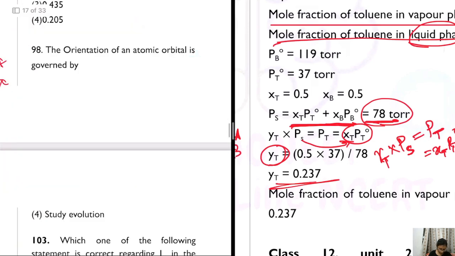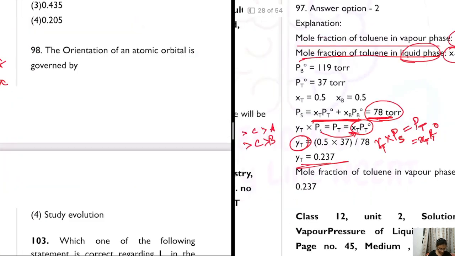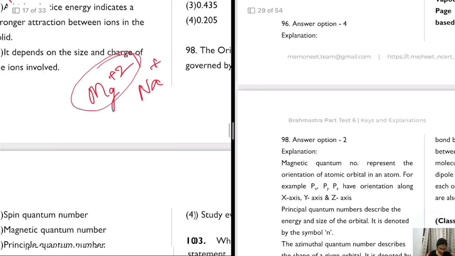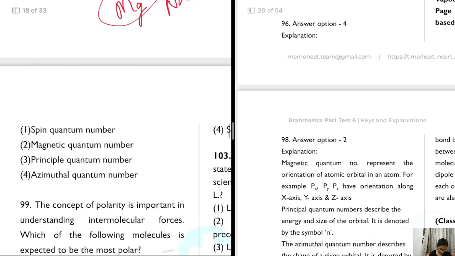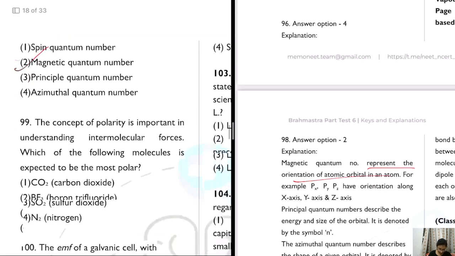The orientation of an atomic orbital is governed by. Now we all know this. This is governed by the magnetic quantum number. But we have already seen it. It represents the orientation. Let's see.